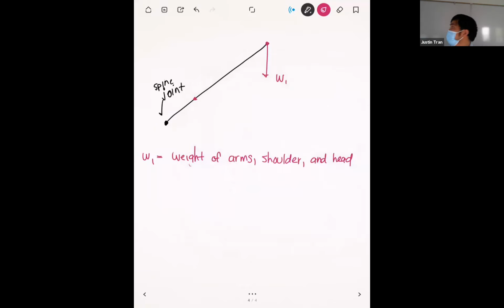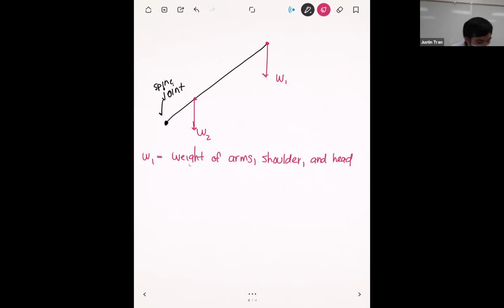Whoa, that's weird. Motion. There. Thanks, Jacob.